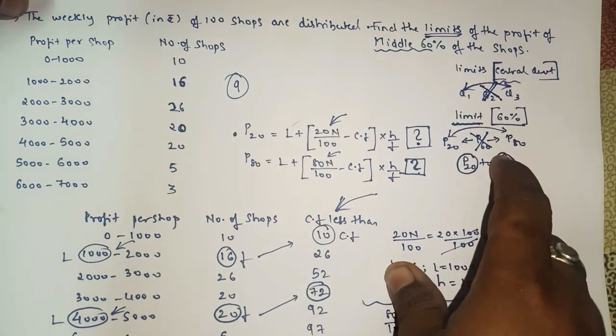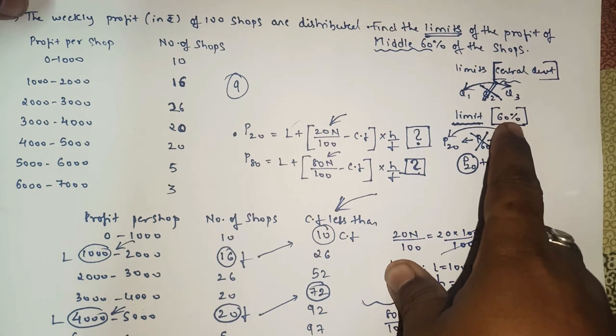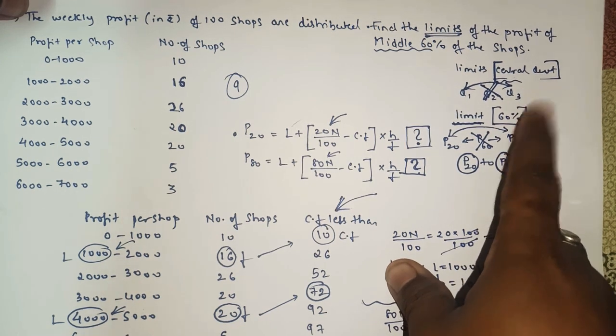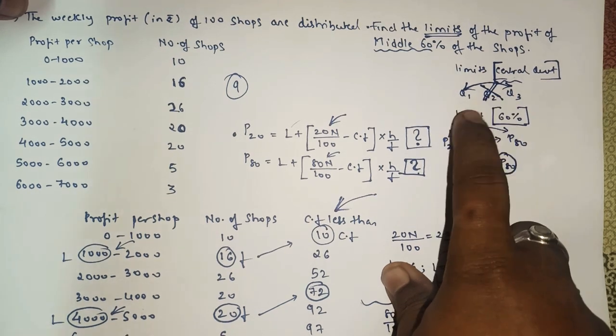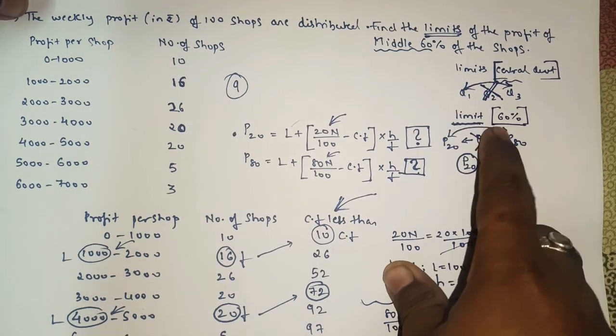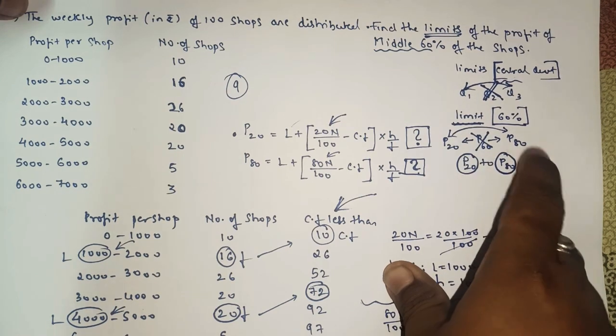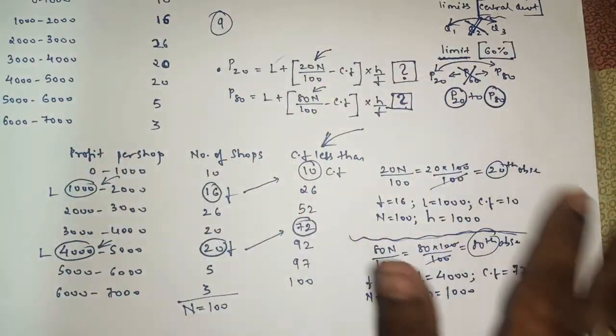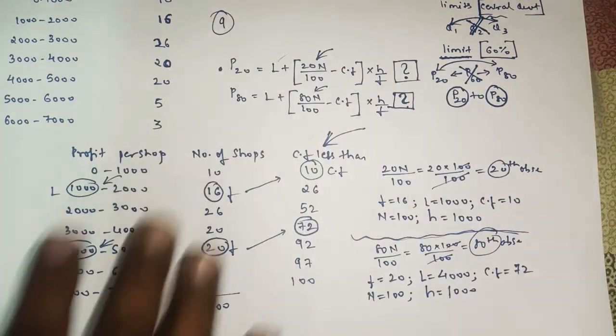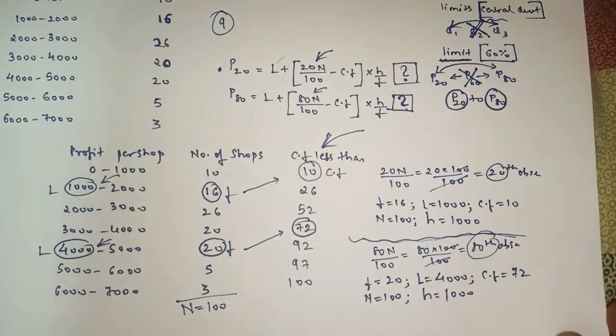No need of finding this value. If they use the word 60%, that means 60% only, then you have to find P60. Whenever they use the word limit, don't find that value, you have to find the remaining two values. So please, the remaining part, the substitution part, you try by yourself. Simply substitute the value, you will get the answer.